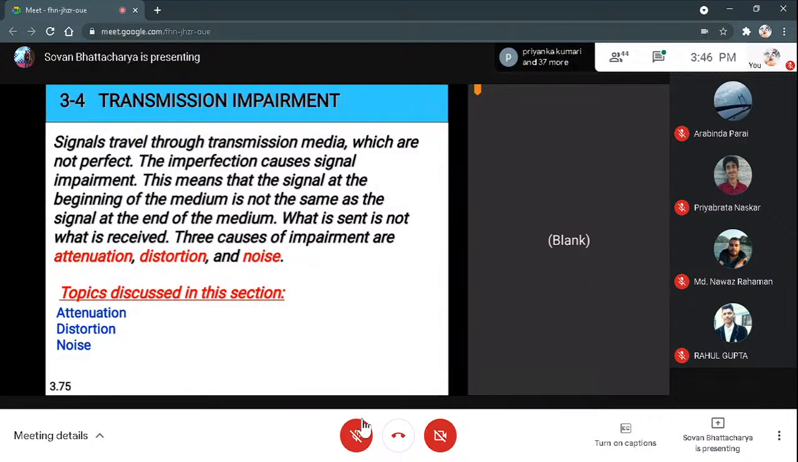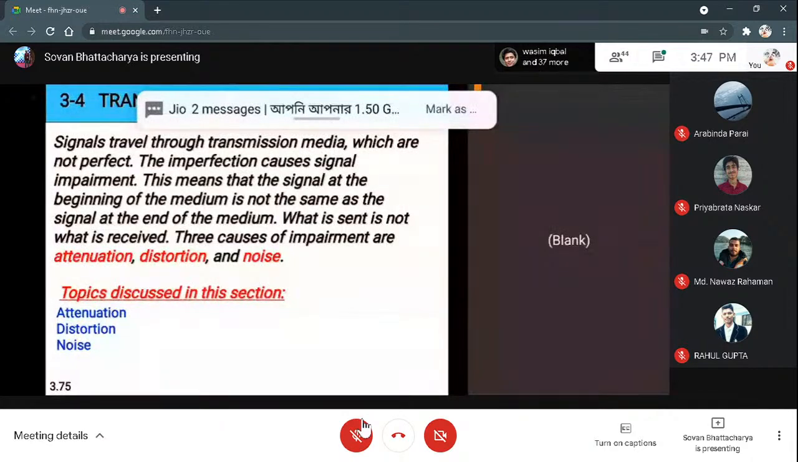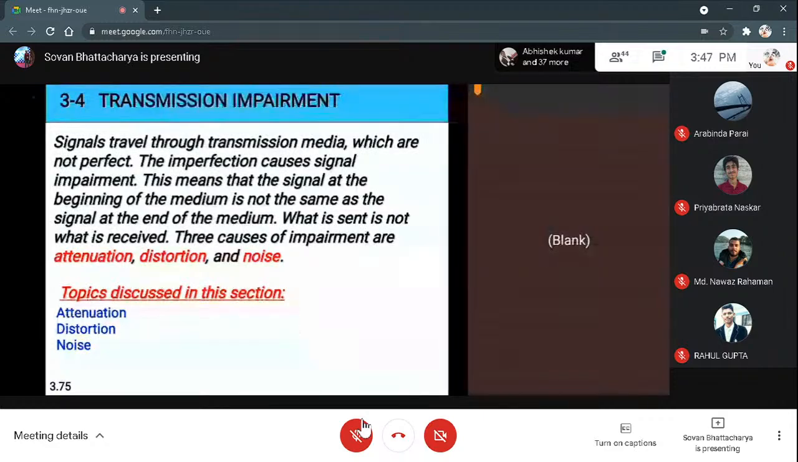The second one is distortion. Distortion means that when I'm talking, due to weather reasons or other problems, the frequency is changed. It may sound distorted, and so the signal shape is changed. This creates distortion. And attenuation is when the frequency goes to a higher range or a lower range. So this is happening.